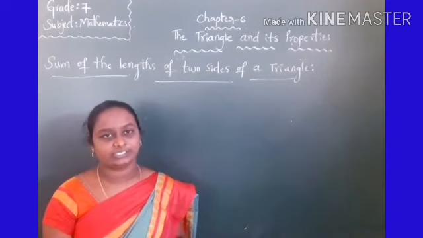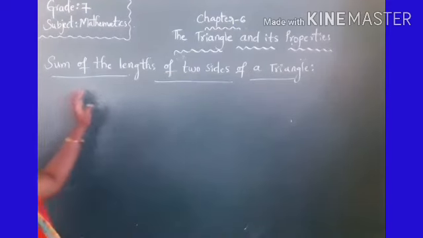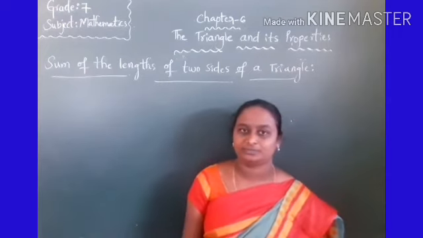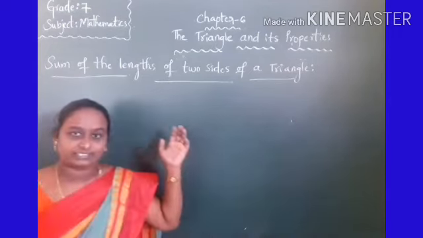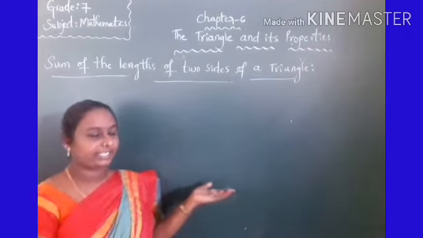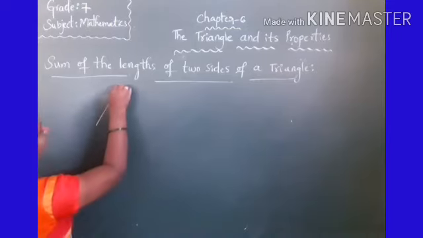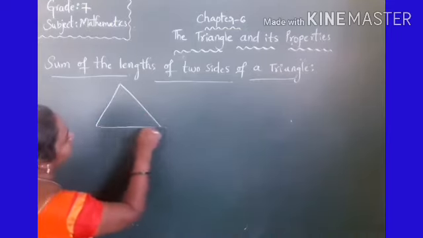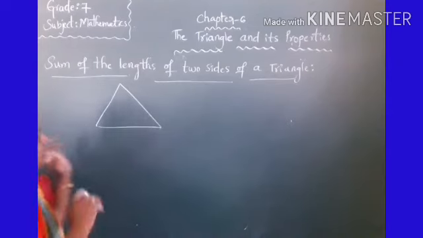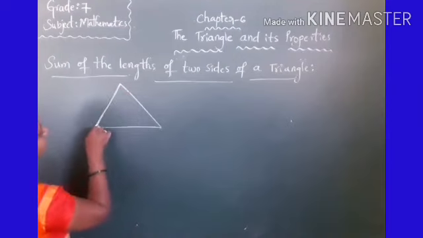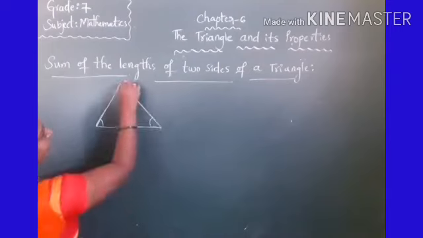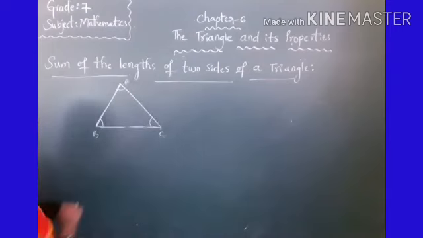Today you are going to learn a new topic, that is the sum of the lengths of two sides of a triangle. Okay, is it clear? Take any triangle, an acute, obtuse or right angle triangle. Here I have taken an acute angle triangle ABC.